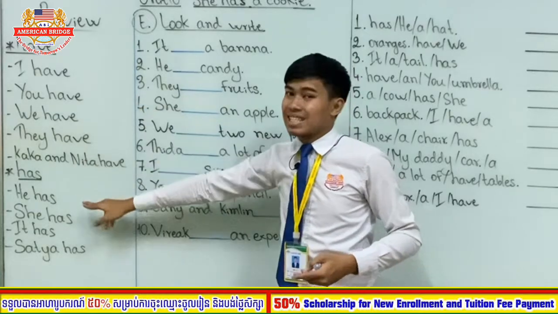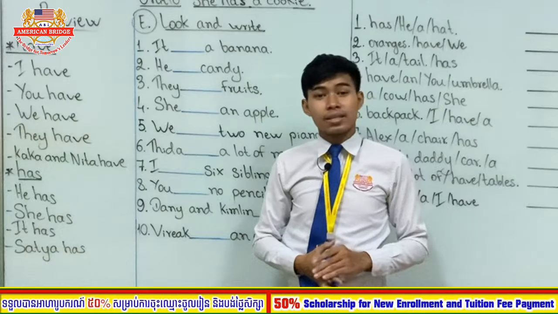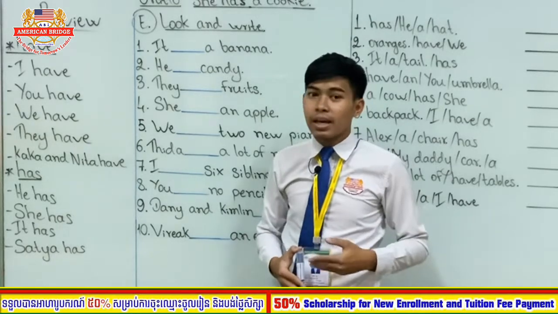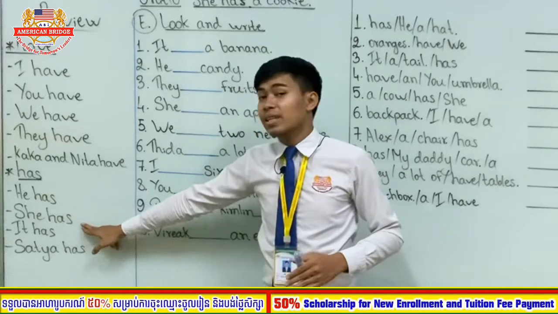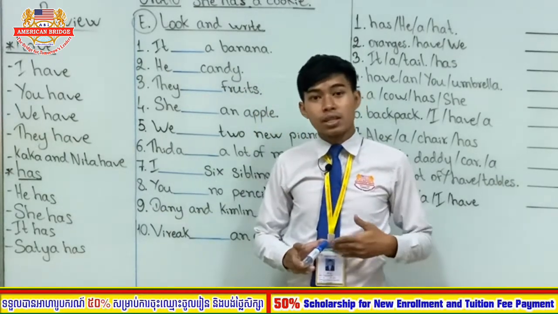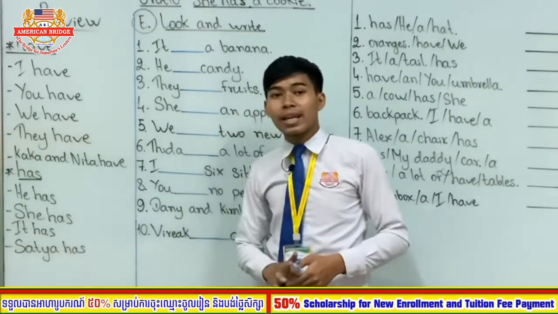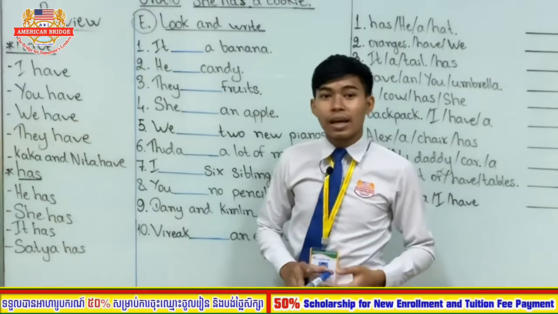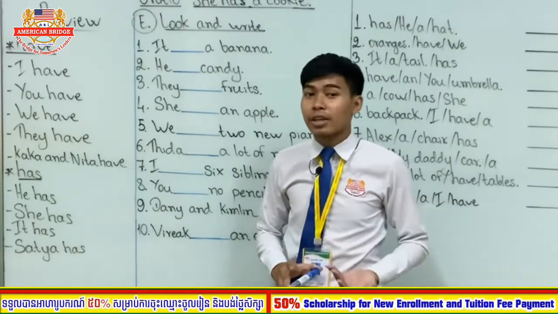How about has? So has we use with he, right? He has a girl, he has a son, he has a daughter. And then we use she with has. Example, she has a flower, she has a bird, okay? And then we use has with it too. It has a bone, it has chocolate, it has an orange, okay?